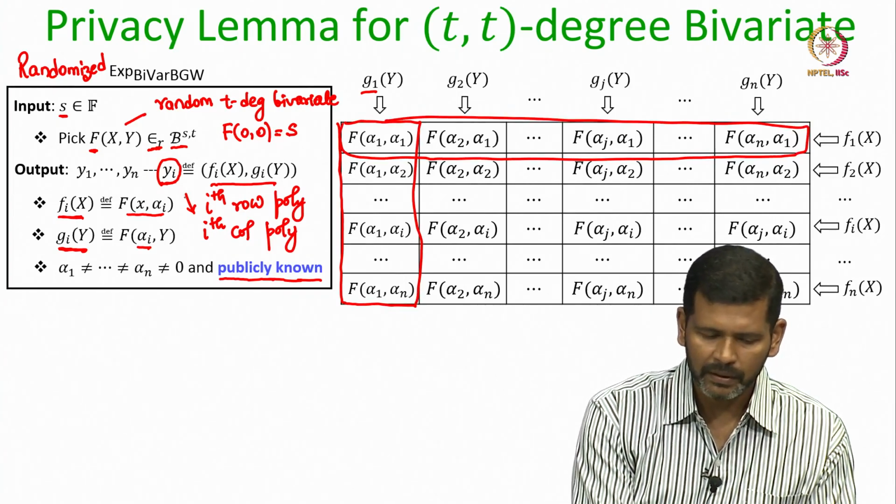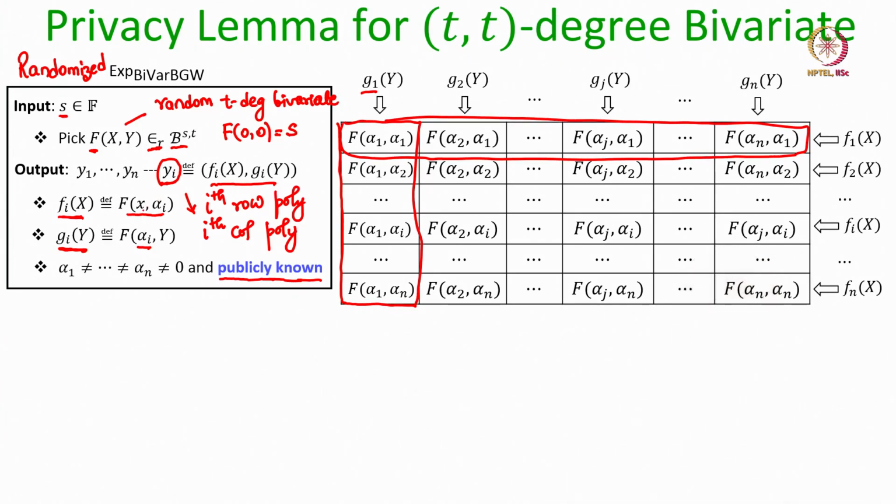Well, in the experiment I have written that the ith output, or the first output, will be f sub 1 x and g sub 1 y. If I evaluate f sub 1 x at x equal to alpha 1, alpha 2, alpha n, that is equivalent to saying that the experiment is giving me the first row of this matrix as the output. In the same way, if I evaluate g sub 1 y at y equal to alpha 1, alpha 2, alpha n, that will give me this first column.